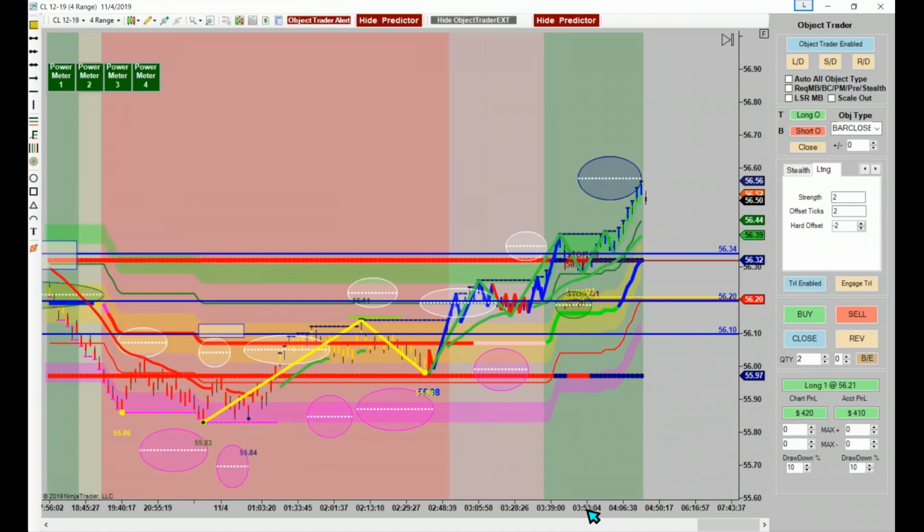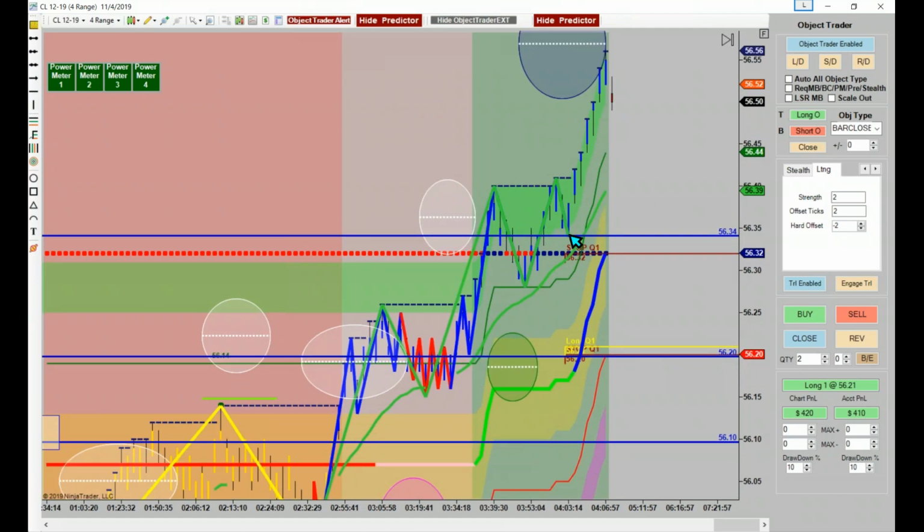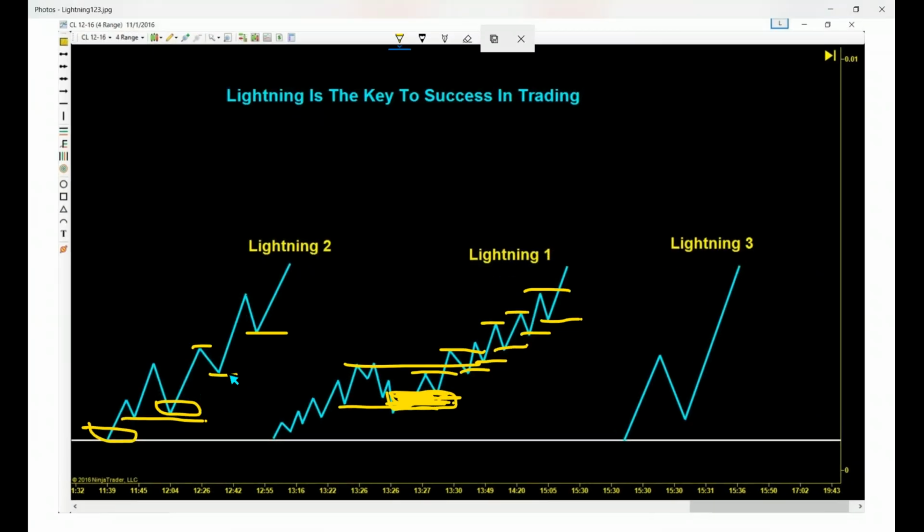Everybody see what I'm talking about by looking to the left to trade the right? See your high, your low, higher high. This is doing exactly what this is doing right here. See there?